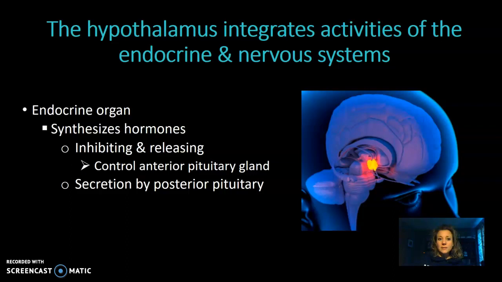So the hypothalamus is an endocrine organ. It is going to synthesize hormones that are going to control the anterior pituitary gland. These hormones are called inhibiting and releasing hormones. The posterior pituitary gland secretes hormones that are synthesized by the hypothalamus itself.